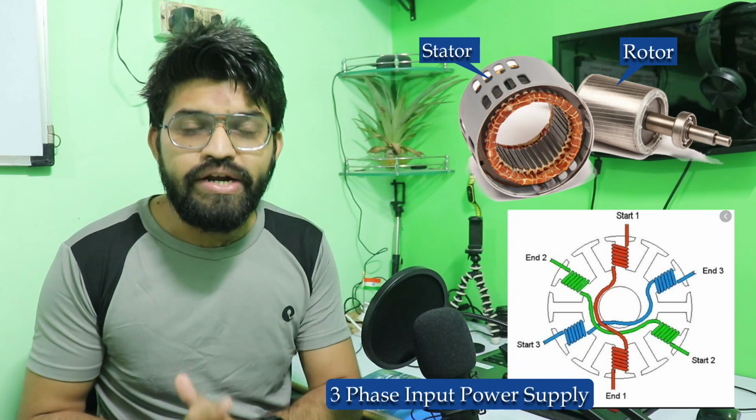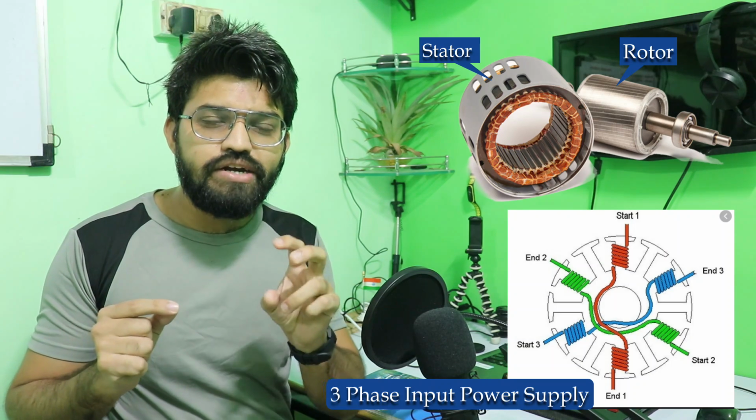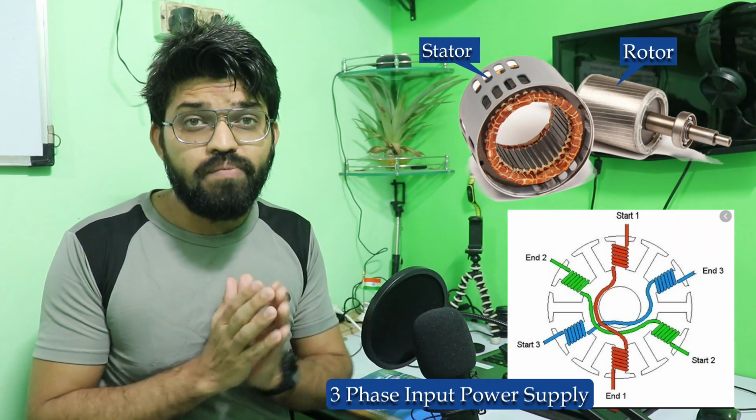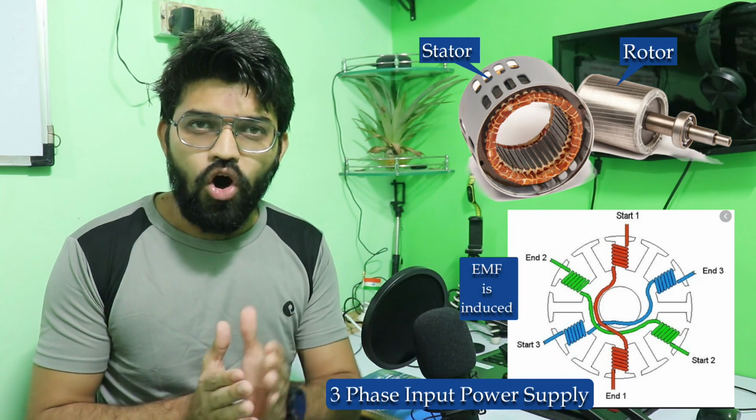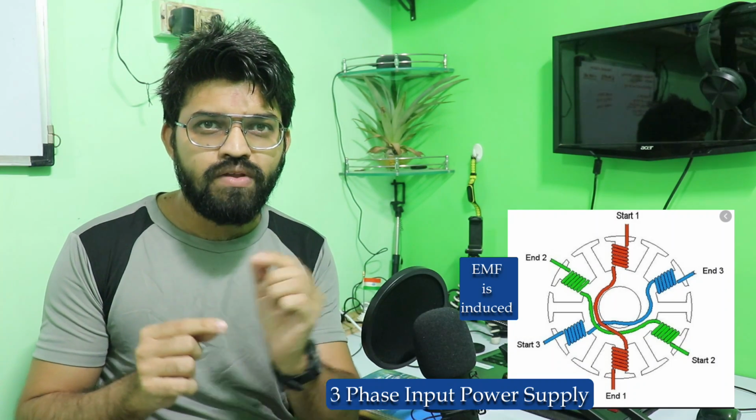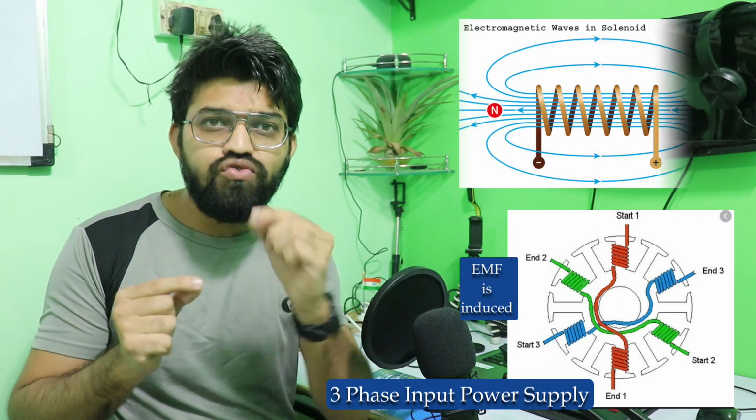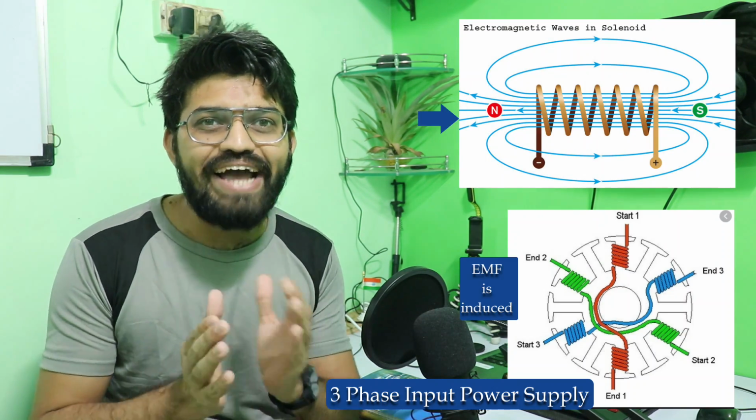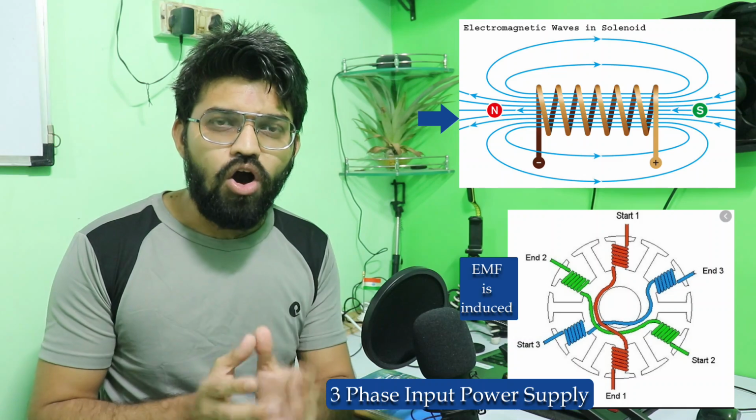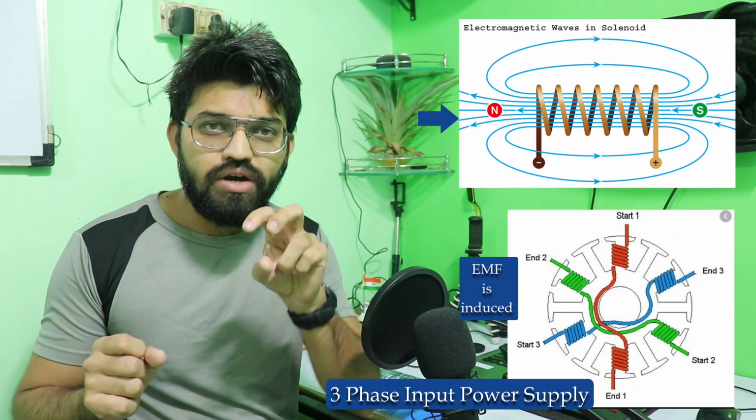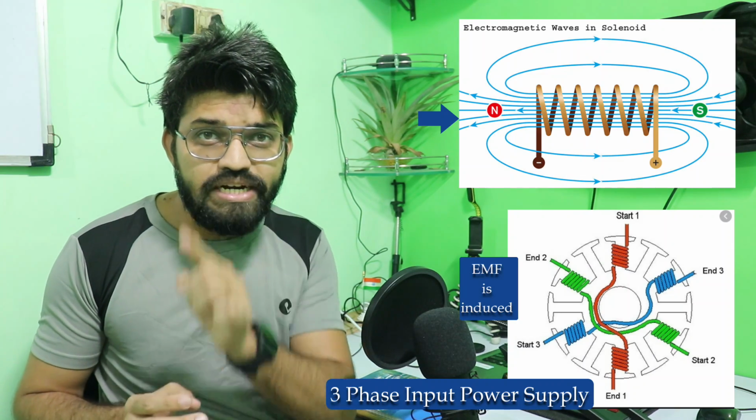We can call it the stator windings. These stator windings are nothing but copper coils. When we connect them to the alternating current power supply, the EMF gets induced. As per Faraday's law, when we allow a current to flow through a particular coil, it will produce a magnetic field. So by using the same law, when we connect the stator windings to the AC power supply, a magnetic field gets induced in the stator windings.